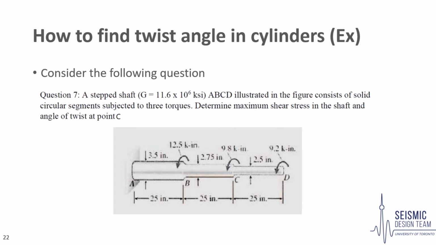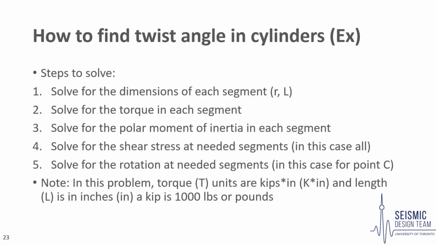So now we will look at an example of finding twist angles on a cylinder. Consider the following segmented shaft made of cylinders with the denoted properties. The shear modulus of every segment is 11.6 multiplied by 10 to the power 6 pounds per square inch. We must determine the maximum shear stress experienced in the shaft and the angle of twist at point C. And I know the units for this are imperial, but you're going to see a lot of that, so you just have to deal with it.